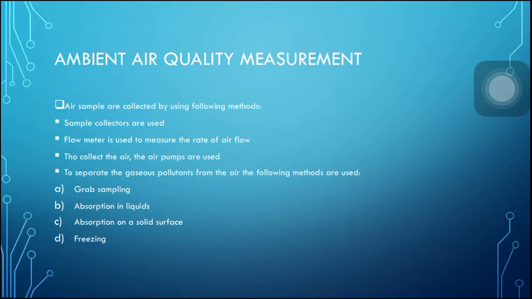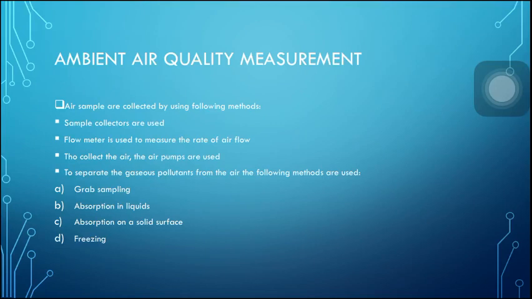Information regarding the correlation between physiochemical and biological pollutants is necessary to evaluate the impact of pollutants on the living and non-living things. Air quality measurement is carried out in two situations as mentioned below. Ambient air quality measurement. In this system, the air samples are collected by using the following methods.